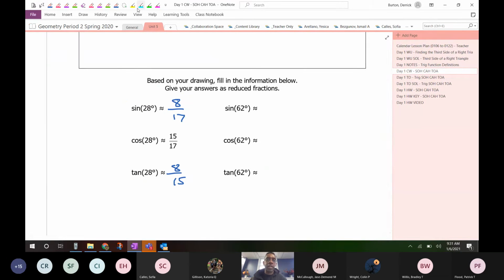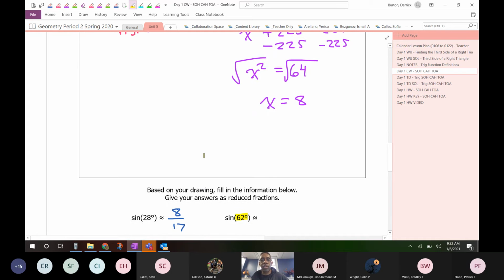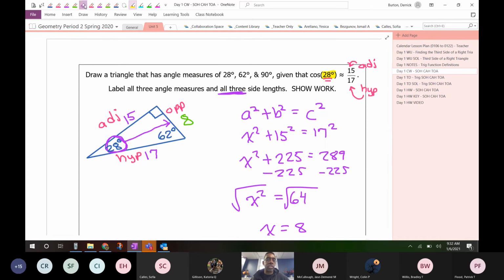Now, be careful on the last few problems here. They all involve the 62-degree angle, the 62 degrees. So we need to change some things. The adjacent and opposite are going to be different now. The hypotenuse is still the hypotenuse. It's across from the 90 degrees. But this time around, we need to circle the 62. And if I draw an arrow going away from the 62, that tells me that this is opposite. And the 8 is adjacent.